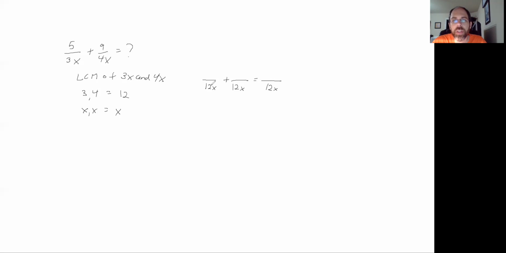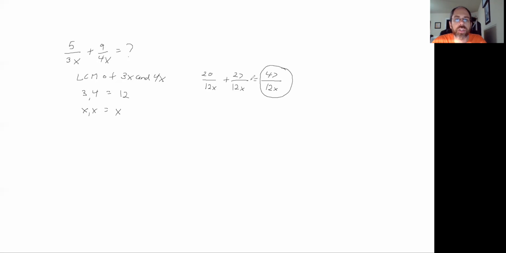So all I've done is I've taken the least common multiple of these two denominators. The least common multiple is going to be 12x. So what do I need to do to get from 3x to 12x? All I do is multiply by 4. But I must do the same thing to the numerator, and 4 times 5 is 20. So 5 over 3x could be thought of as 20 over 12x. Those are the same thing. How do I get from 4x to 12x? I would just multiply by 3, and 3 times that 9 is 27. So I have 20 of them, and 27 more of them means I have 47 of them.